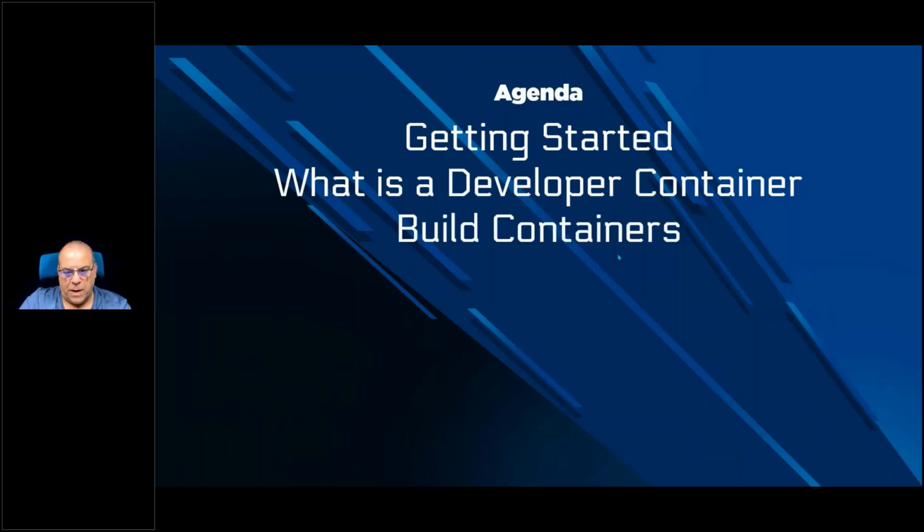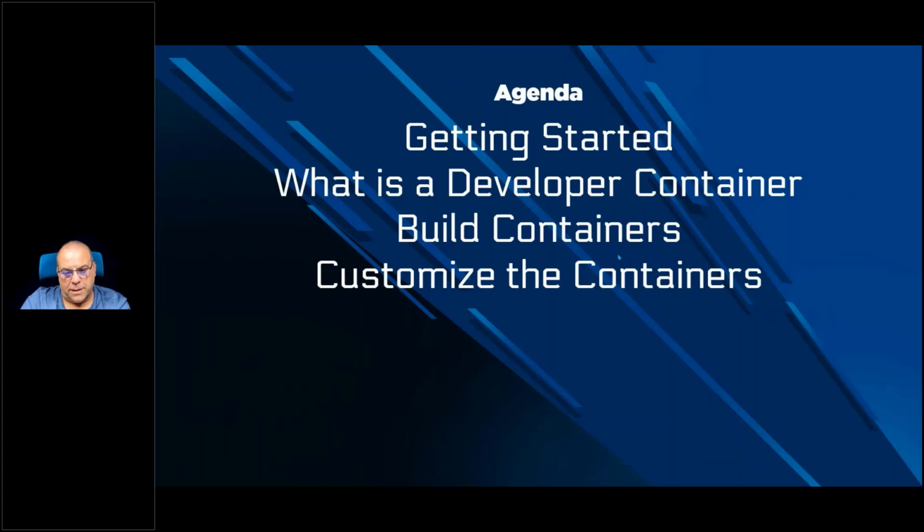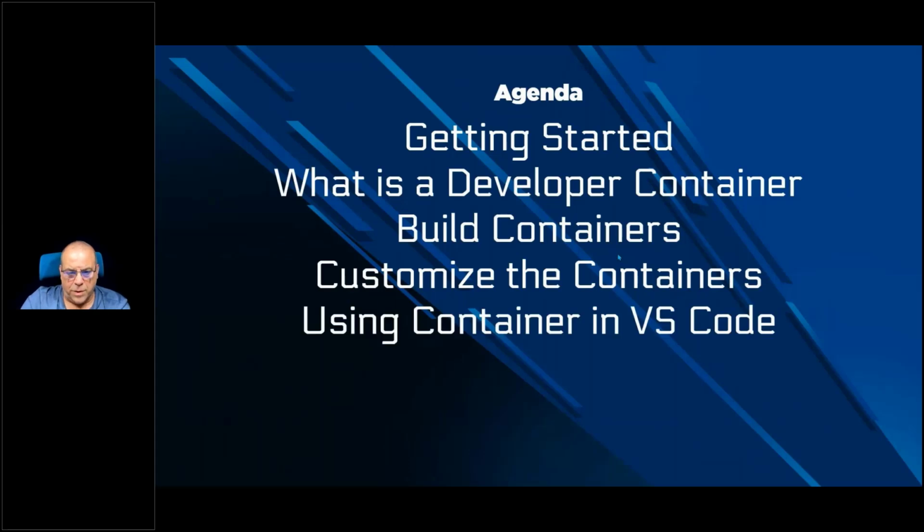Then we're going to look to see how we build containers. We're going to build probably 3 different containers, and then we're going to customize the last one or show you how to customize it pretty easily. And then we're going to use our containers in Visual Studio Code. You can actually also do this with JetBrains Rider, and Visual Studio has a beta preview feature of being able to use dev containers in Visual Studio.